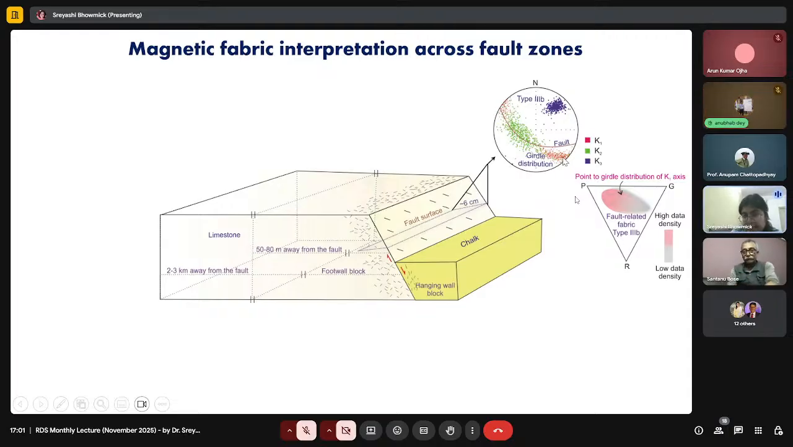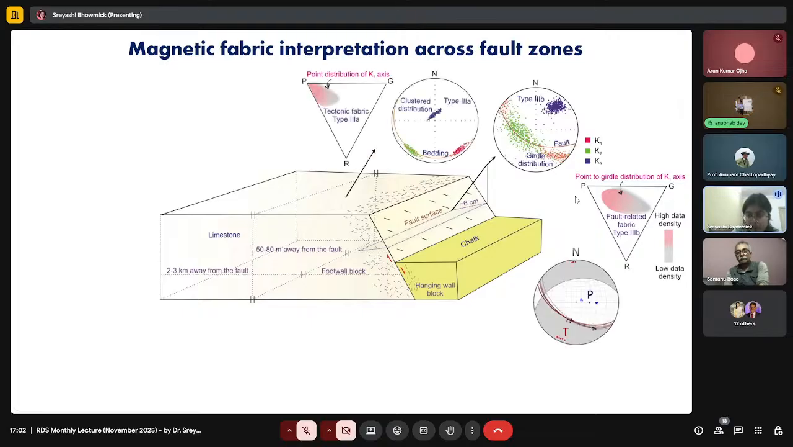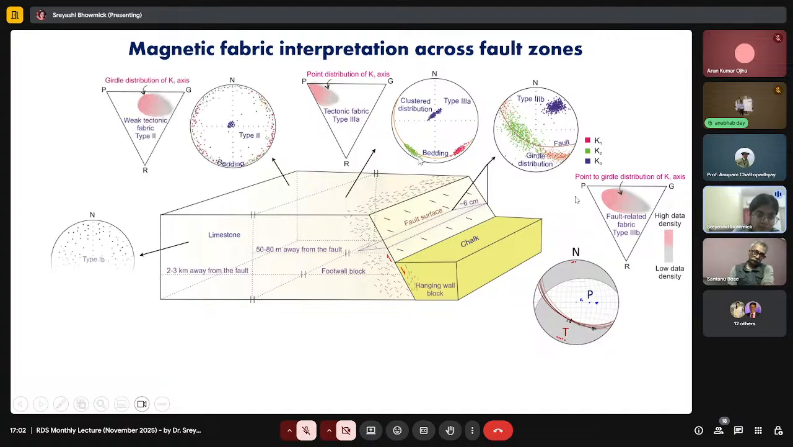And we find that this distribution of the K1, K2 axes along the fault surface is always parallel to the trend. So this fabric is called the fault-related deformation fabric. Now, as we move away from the fault, we see changes in this distribution. So from girdle, we are seeing clusters, and then as we move further away, we see isotropic distribution. So this basically helps us to understand the strain field variation across the fault surface.